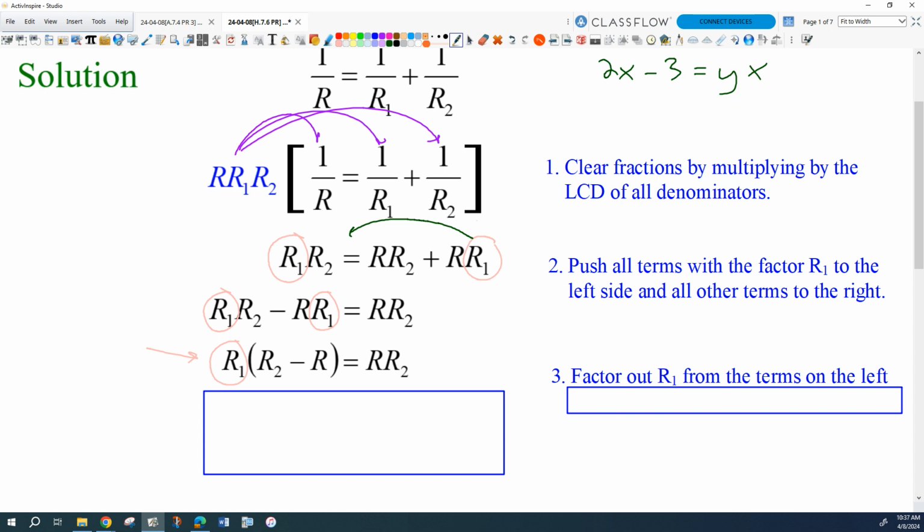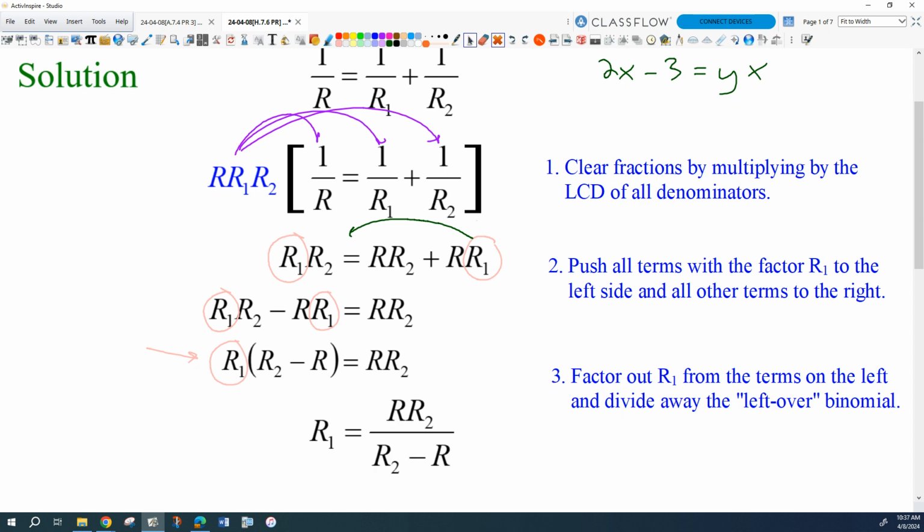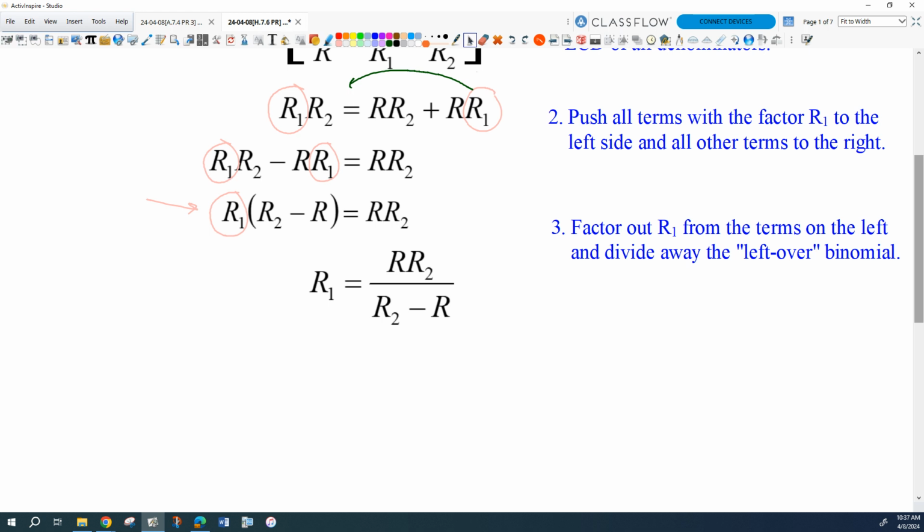What's the only thing I have to do to isolate that R1? Divide by that factor. Good, R2 minus R1. And there it is. Okay, we did it. We solved for R1 in terms of the other stuff. I mean, it's kind of an ugly looking expression, but it is what it is. That's it, right? R1 in terms of the other resistances, R and R2, that's what we get for our answer. Okay, give me thumbs. Does that make sense?